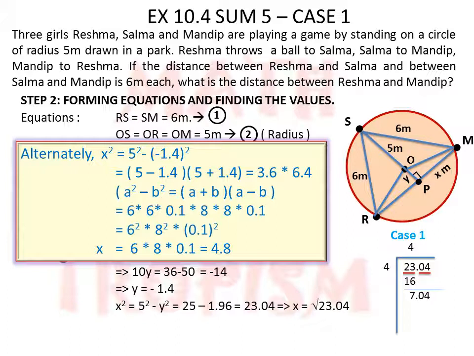Write the divisor for the next step. Take the already existing quotient into 2. So 4 into 2 is 8, which is the divisor now, and I need to add a number in such a way that, both in the divisor as well as in the quotient, when I multiply it should come to 704. So I will now write it as 0.8. So 8.8 into 0.8 will give me 7.04. So therefore I found that x is equal to 4.8 meter. Now since RM is twice of x, this comes to 2 into 4.8, which is equal to 9.6 meter.